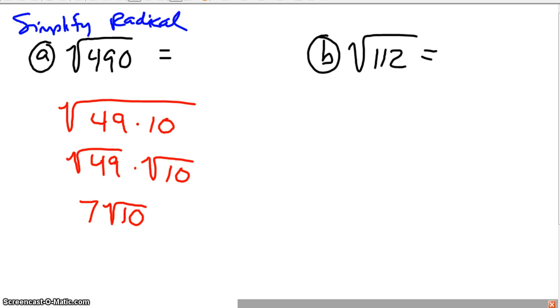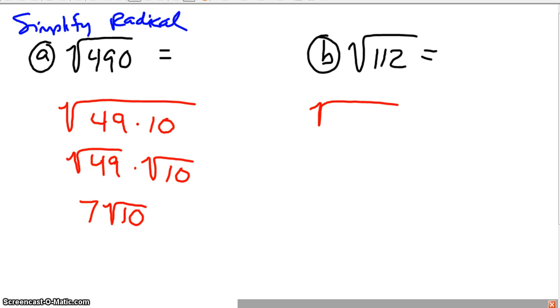The square root of 112. It's not as clear as the square root of 490, right? Where we saw 49 jumping out at us. This one I don't see a perfect square jumping out at us. But can we find factors of the square root of 112? What goes into 112?